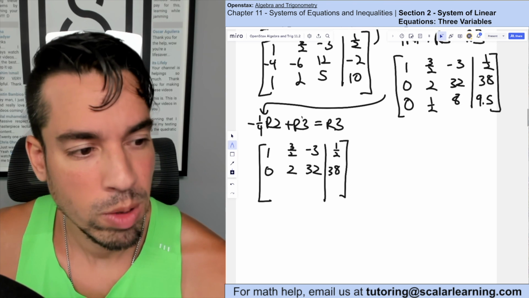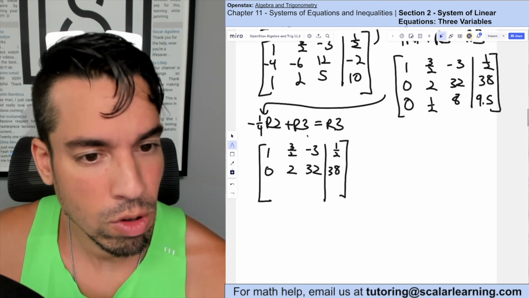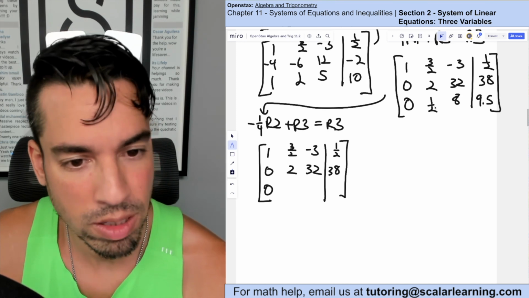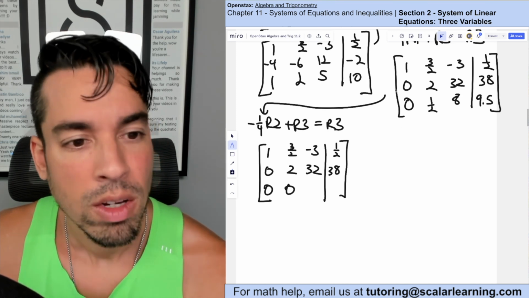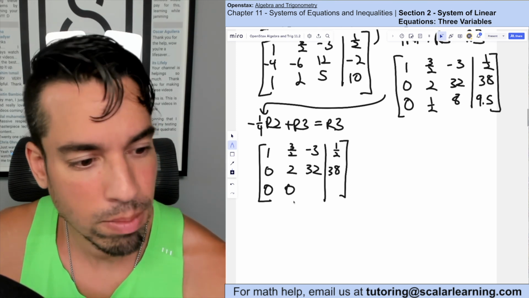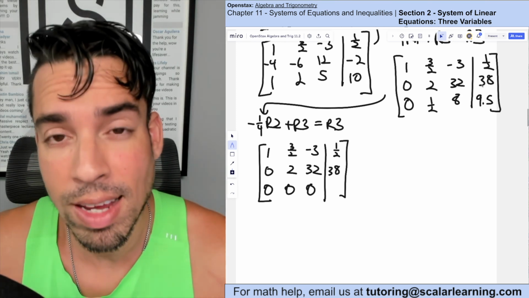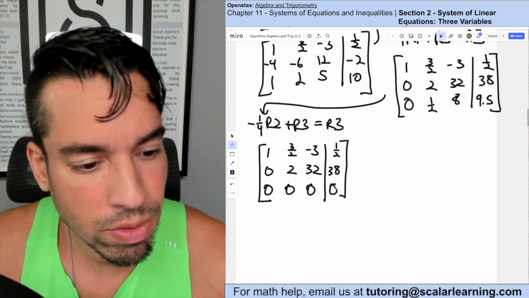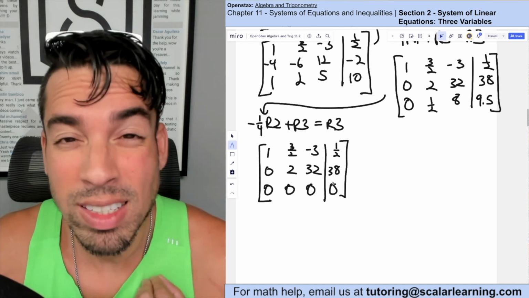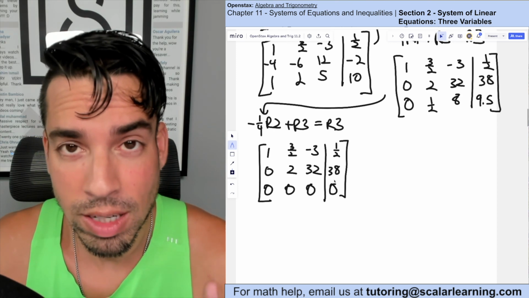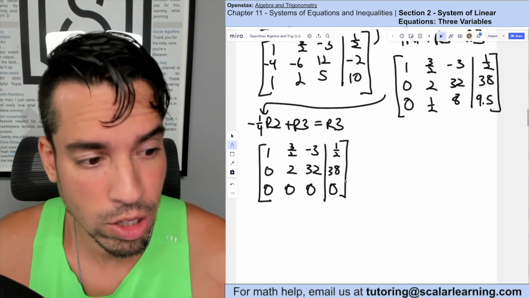So bear with me. Negative 1/4 times 0 is 0 plus 0 is 0. Negative 1/4 times 2 is negative 1 half plus 1 half is 0. Negative 1/4 times 32 is negative 8 plus 8 is 0. Look at that. And then negative 1/4 times 38 happens to be negative 9.5. Okay, this is very interesting. We have one row that is completely zeroed out. This is a situation where we're going to have an infinite solution situation, right?